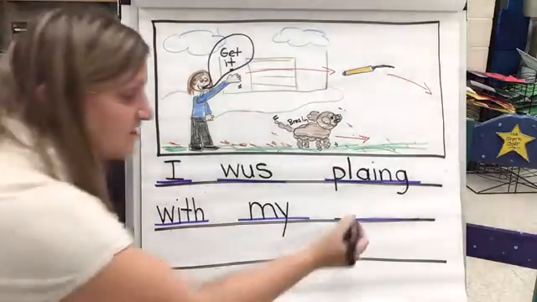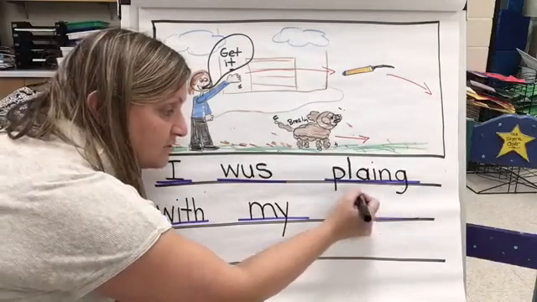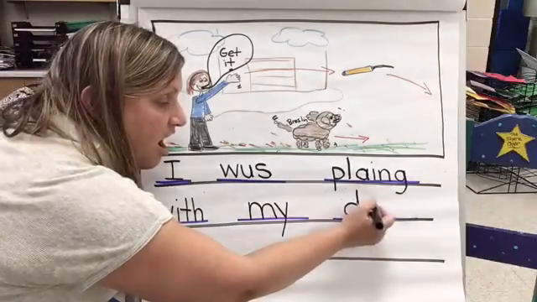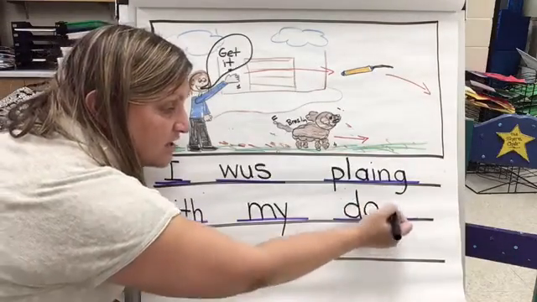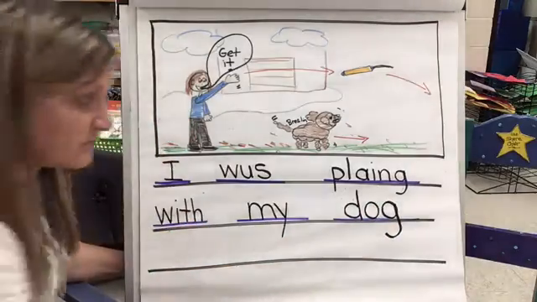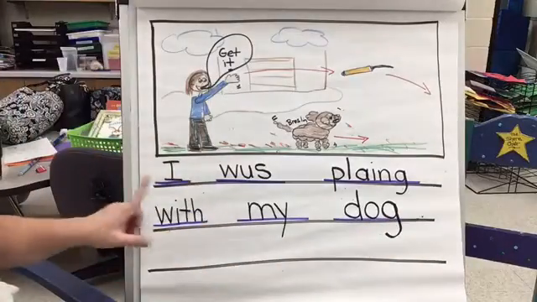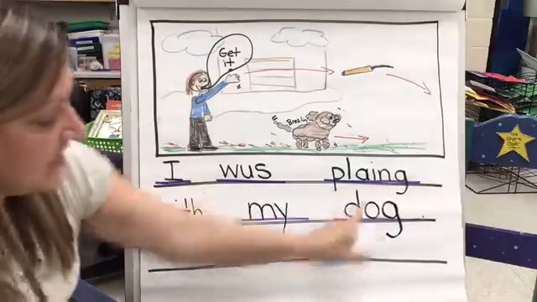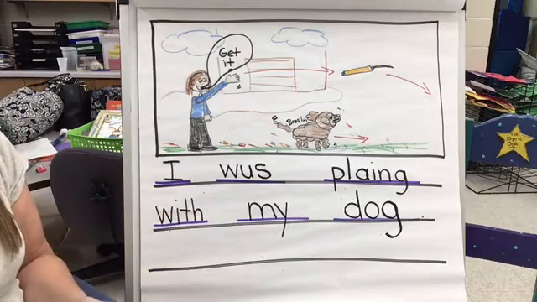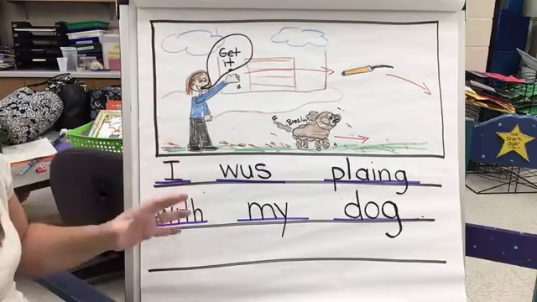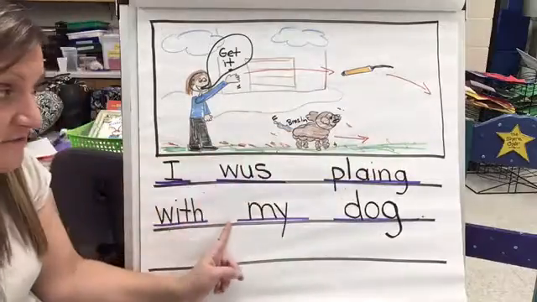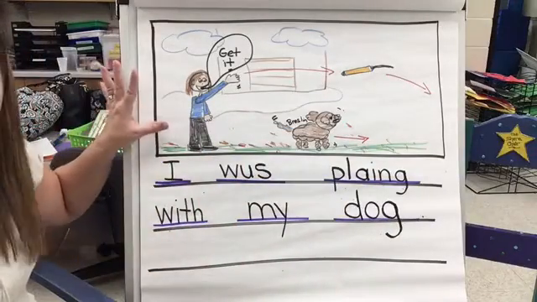I was playing with my dog. So dog, d. I'm going to make a lowercase d. Make sure it's going in the right direction, like octopus. Dog, g, with a G. And I'm all done with my sentence. I'm going to put a period at the end of my sentence. I was playing with my dog. And I didn't write all the details about it was fall, the leaves were everywhere, I was playing fetch. Instead, I let my picture do all of that. My picture's doing so much show and not tell right now.